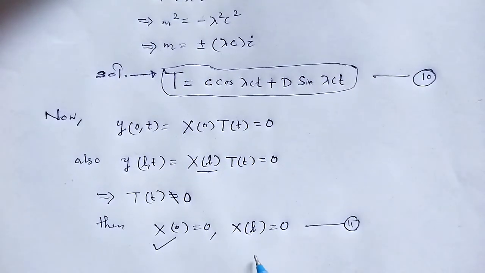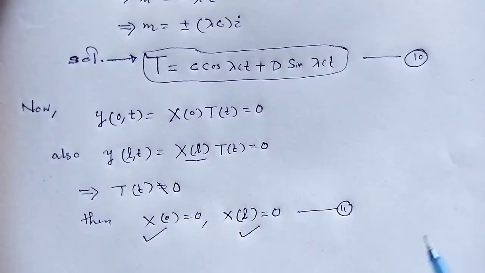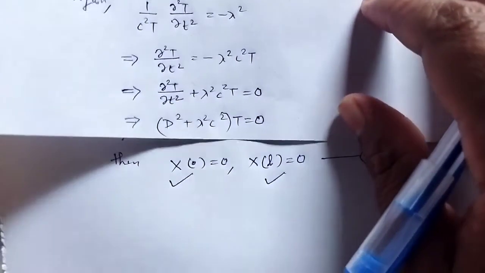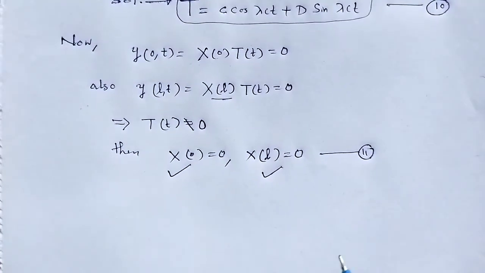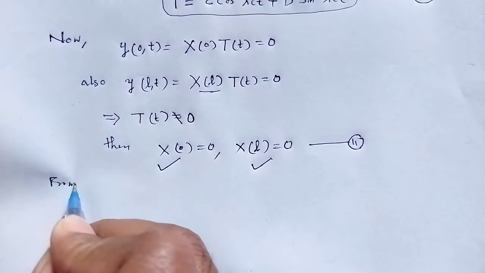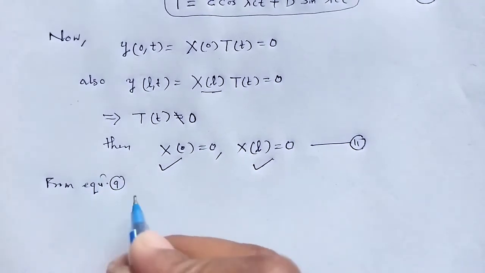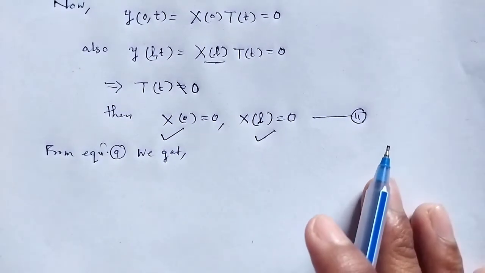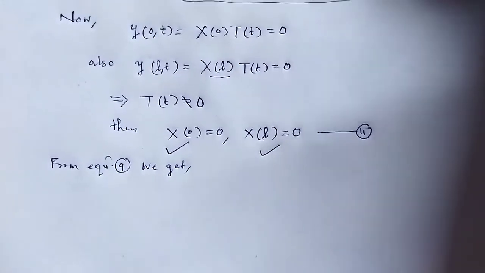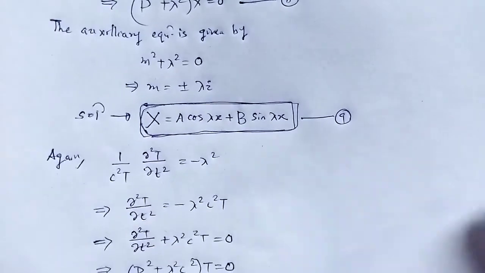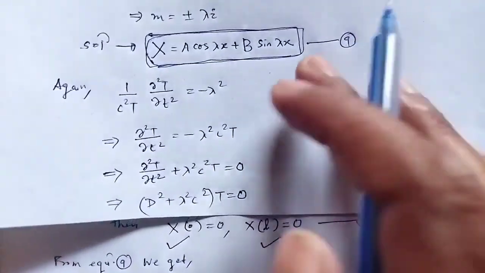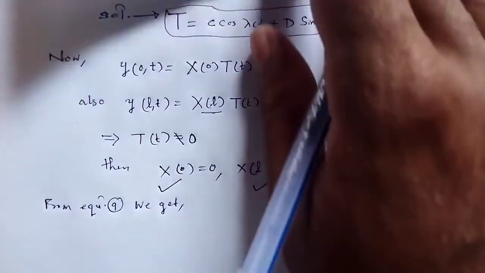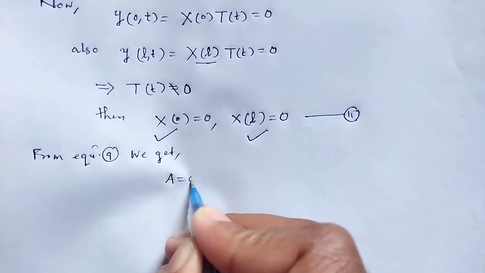X at 0 is equal to 0 and x at L is equal to 0. From equation 9, the solution of x, putting its values here, we get a is equal to 0 and b sin lambda L is equal to 0.